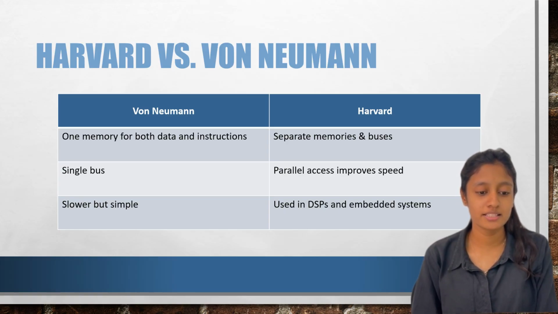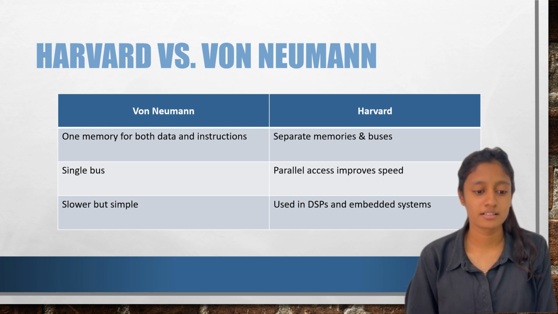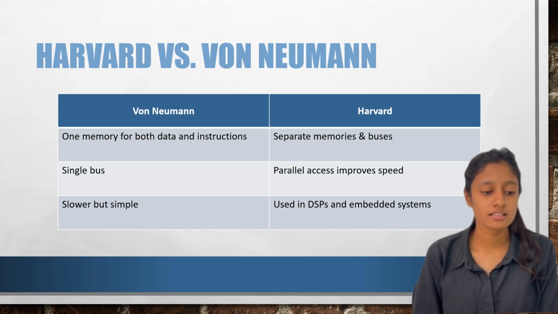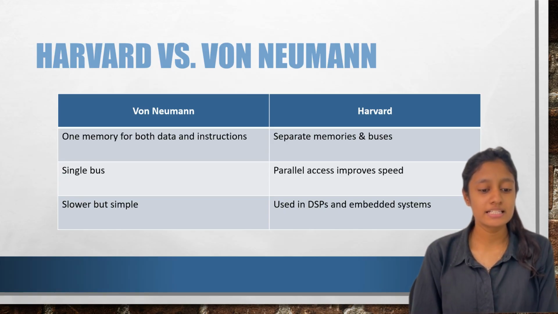This makes the design simpler but creates what's known as the von Neumann bottleneck, because only one operation can happen at a time. In contrast, Harvard architecture uses separate memory and buses for data and instructions. This enables parallel access and improves performance, which is why it is commonly used in microcontrollers and DSP systems.